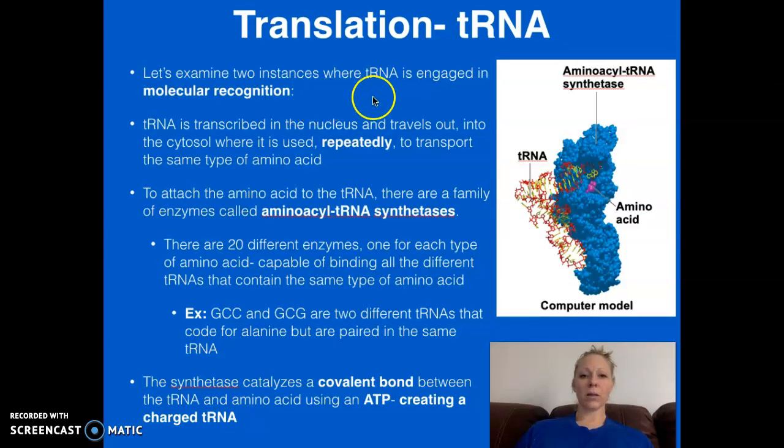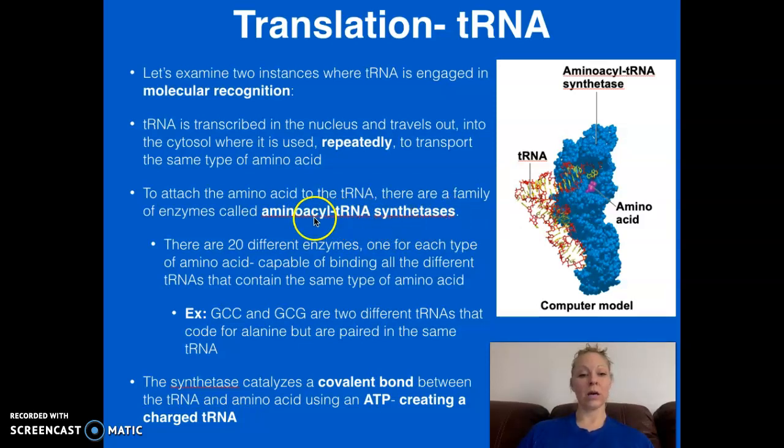So we are looking at tRNA, and let's look at the 2 points in the translation process where molecular recognition happens, where we have to recognize tRNA in another molecule to bind it. The first part is in the cytosol. Here's our tRNA molecule, our little L-shaped molecule, and it is going to be bound to an amino acid. It needs to be covalently bound to a very specific amino acid, and there's going to be a specific enzyme from a family of enzymes called the aminoacyl tRNA synthetases.